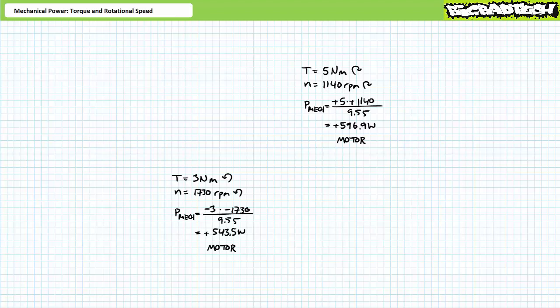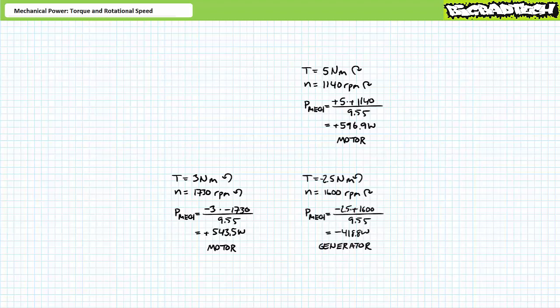Consider another electrical machine producing negative 3 Newton meters of counterclockwise torque rotating at negative 1730 RPM in the counterclockwise direction. Both properties are negative. Negative times negative equals positive. An application of the mechanical power formula demonstrates that this is also a motor, only this time it's producing positive 543.5 watts of mechanical power.